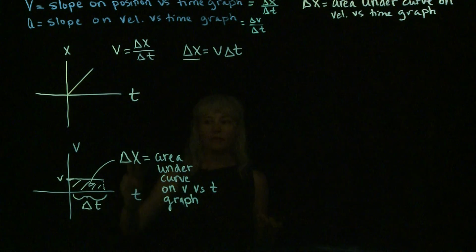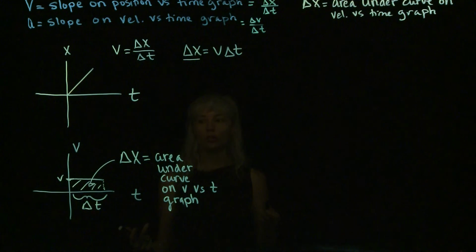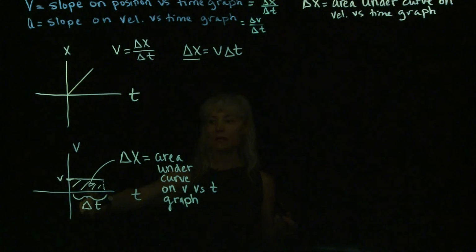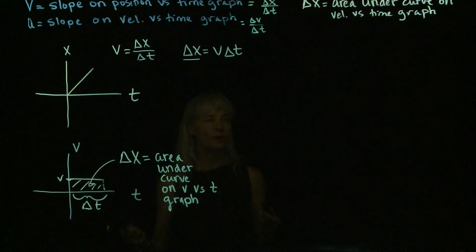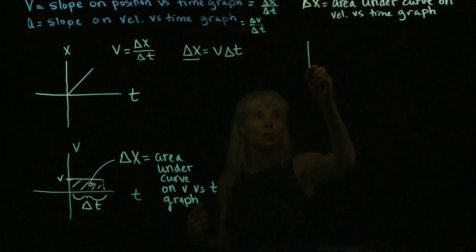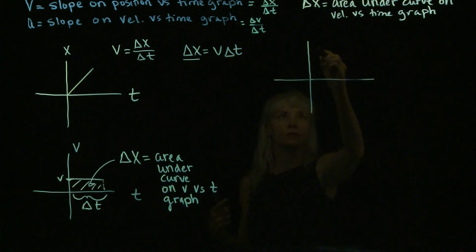Okay, so we have these 2 graphical connections. Now let's look at drawing the acceleration versus time graph. So here is the object moving at a constant rate away from the origin. We see it has a constant velocity. So our velocity versus time graph is just a straight line. What would our acceleration versus time graph look like? So here is acceleration versus time.